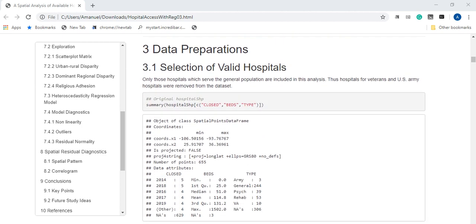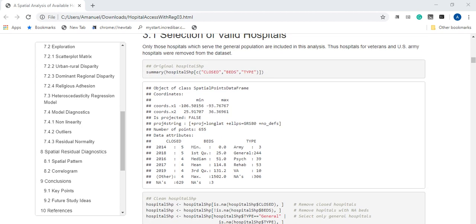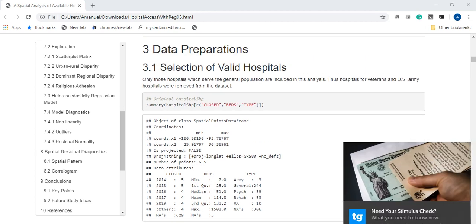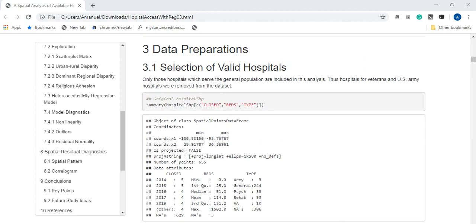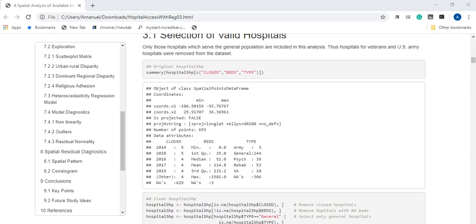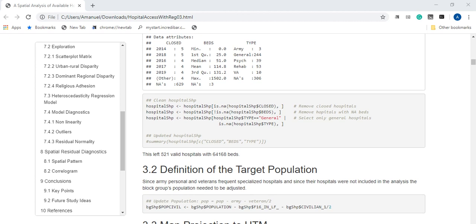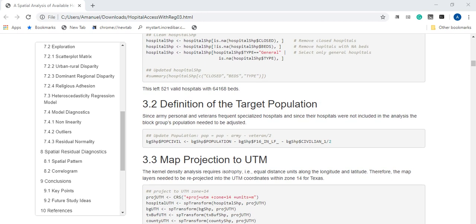Data preparation, selection of valid hospitals. So only those hospitals which serve the general population are included in this analysis. The hospitals for veterans and the U.S. Army were removed because they serve specialized groups, and some hospitals which are closed have been removed, and this left 521 hospitals with around 64,000 beds.